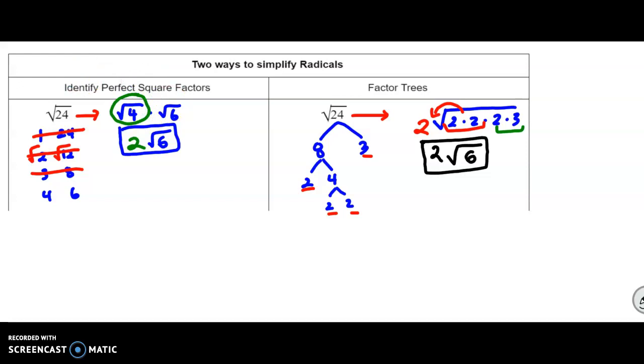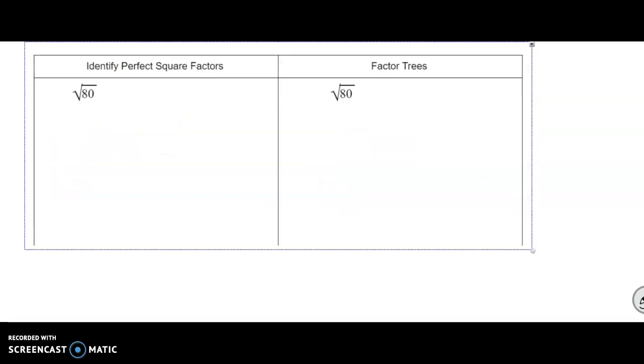If you want to try this next example on your own, you can pause it, right? Or you can just keep watching here. So here I've listed the pairs of factors that multiply to 80, right? And we're looking for a pair where one of them is a perfect square number. I'm noticing this one right here, okay? 4 and 20, because I know that the square root of 4 is going to be 2.